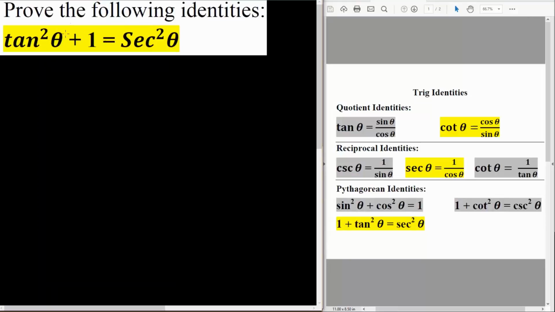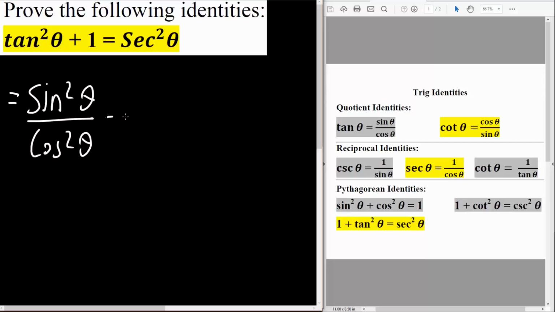So let's start with tan squared theta plus 1 is equal to secant squared theta. Instead of saying tan squared theta, we can use this identity: tan theta is equal to sine theta divided by cosine theta. And so that would mean sine squared theta divided by cosine squared theta plus 1 is equal to this, but we're going to prove this.